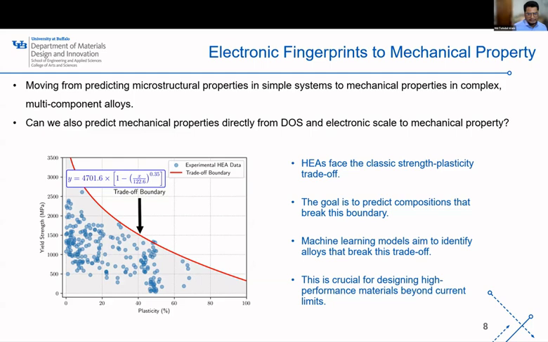I must remind you, this is a more complex problem because these properties depend on many more factors, especially in high entropy alloys where many elements interact at the same time. They usually follow a trade-off in properties. For example, if we increase the strength, the plasticity goes down. So we wanted to find compositions that can break this trade-off and see if our density of states approach can help in this regard.